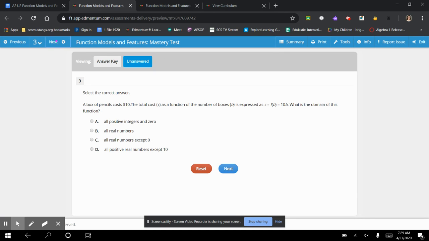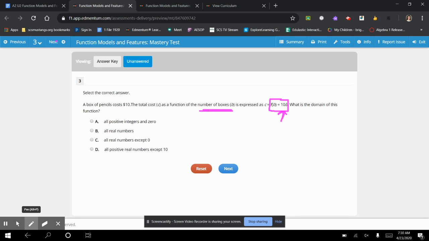So if we're looking, they're selling a box of pencils for $10 a piece, and they're using the function f of b is equal to 10b, where b is going to stand for the number of boxes that we have. And it wants to know what is the domain of the function. So all positive integers and 0, all real numbers except 0, and all positive real numbers.